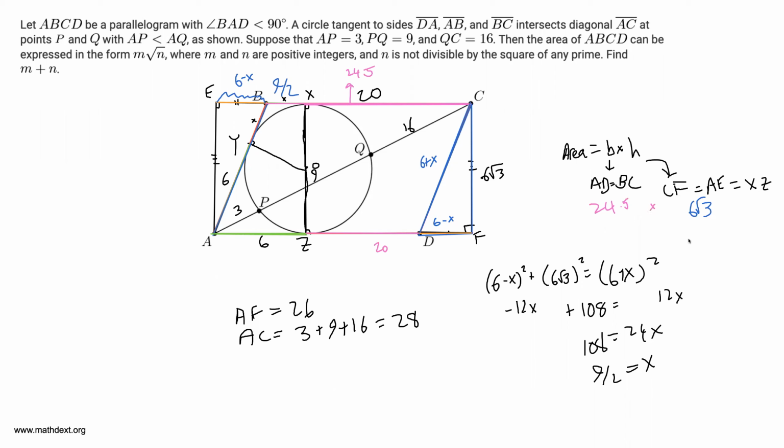You are going to get 49 over 2 times 6 root 3. You can cancel out a factor of 2 from the numerator and the denominator. You're left with 49 times 3, which is 147 root 3. So your answer is 147 plus 3, which is 150.